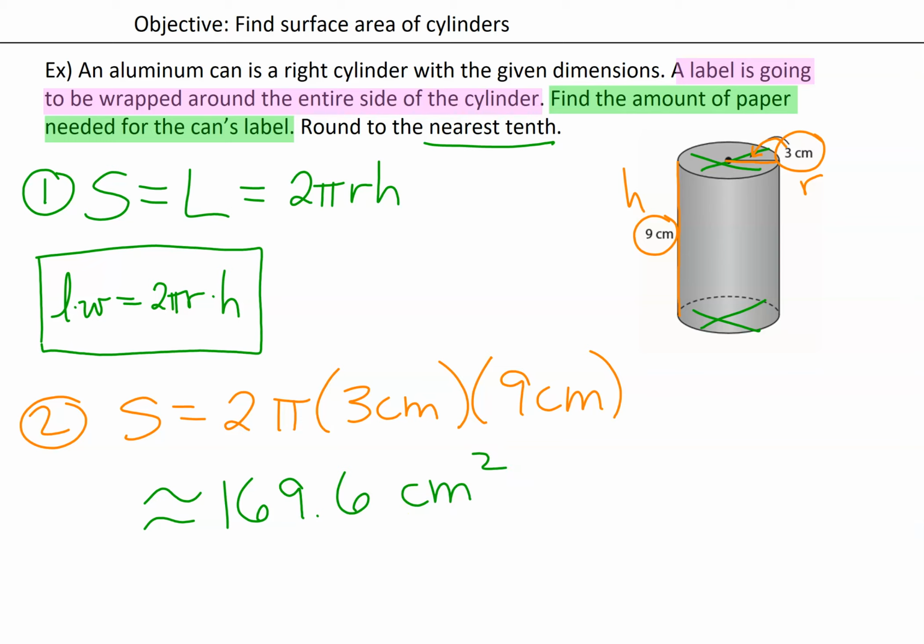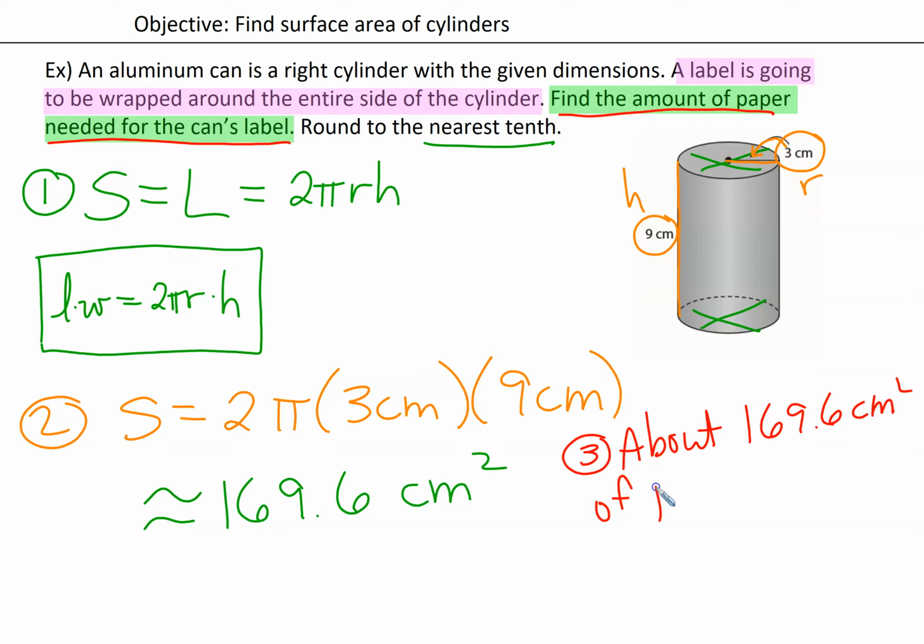So now all that's left is for me to explain what this means in terms of the context, the situation. So I am finding the amount of paper needed for the can's label. Actually, I think I'm going to reword this one again. I am going to say, since this is approximated, about 169.6 square centimeters of paper is needed for the can's label.